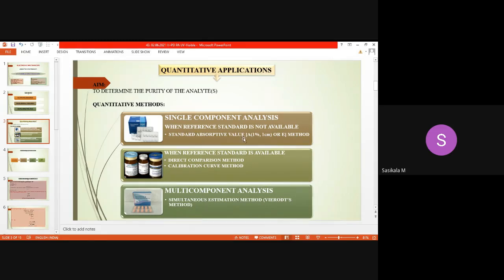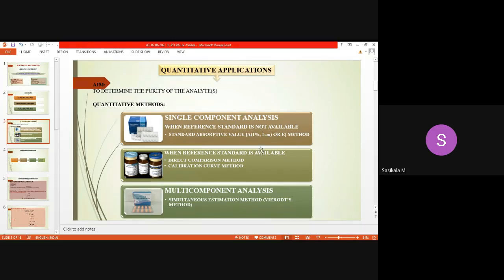So what does A 1% 1 centimeter mean? A represents the absorbance of a 1% solution. How is a 1% solution prepared? 1 gram of drug substance is diluted in 100 ml of solvent, and the absorbance taken for that solution is taken as 1%. And this 1 centimeter represents the cuvette path length, as we have already seen. The path length of the sample cell is 1 centimeter. So if we analyze the absorbance of a 1% solution in a 1 centimeter path length, then the value is called the absorptivity value.